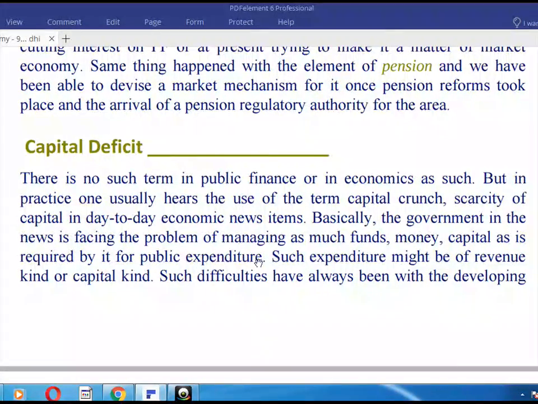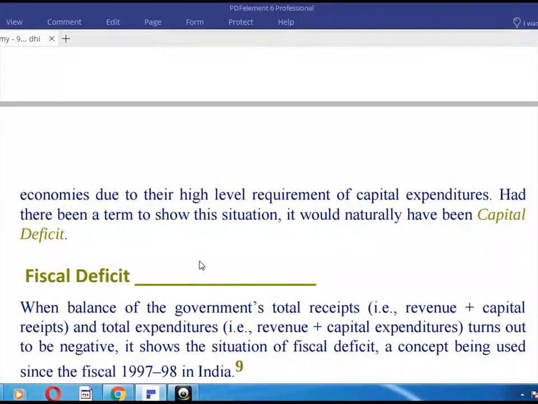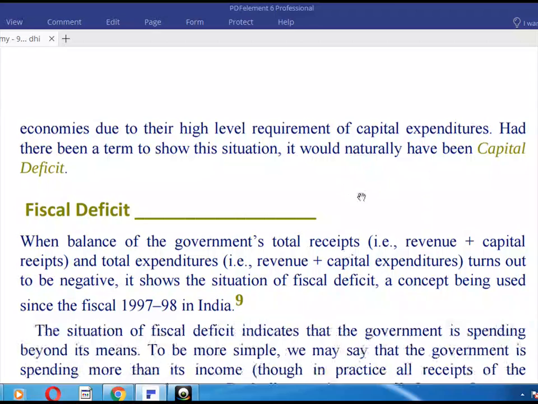Basically, the government in the news is facing problems managing as much funds, money, capital as it requires for public expenditures. Such expenditure might be of revenue kind, of capital kind. Such difficulties have always been with the developing economies due to their high level requirements of capital expenditure. Had there been a term for this situation, it would naturally have been capital deficit.